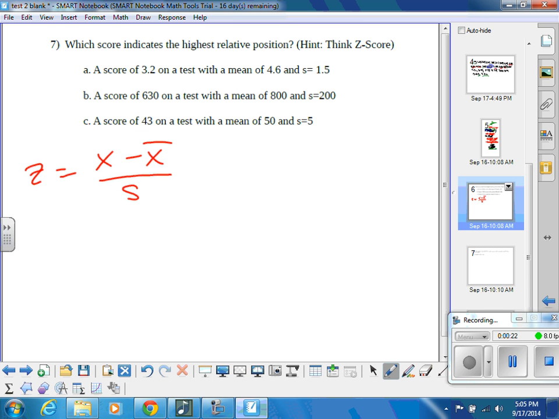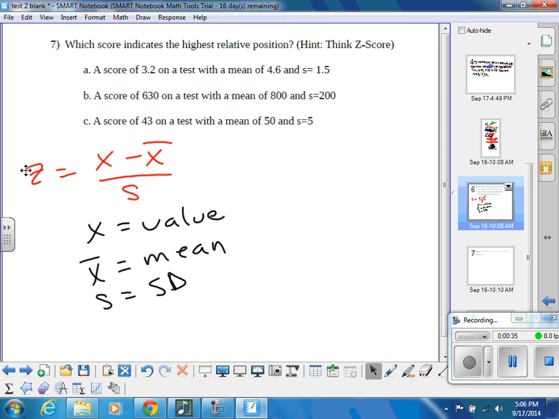So let's talk about what this means. X is the value, okay? X bar is the mean. And that little s is my standard deviation. I'm going to write it as d, okay? Now, I just need to plug this in. And when it says highest relative division, it means the biggest one, okay? Pretty simple now that we've broken it down and figured out what this question is asking.